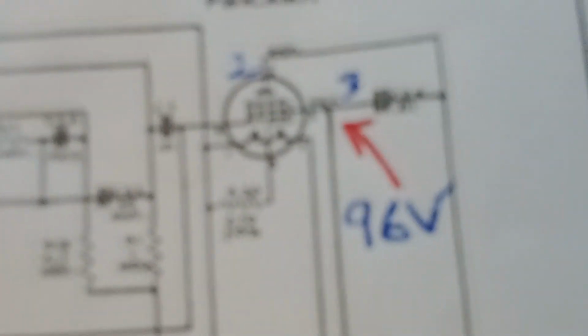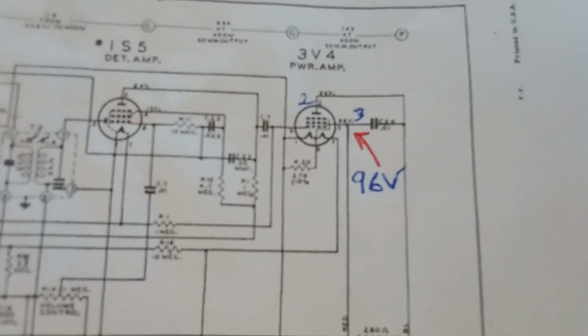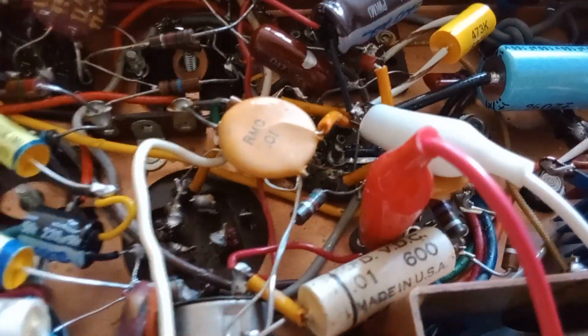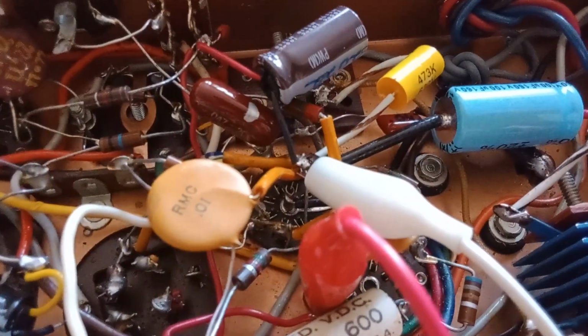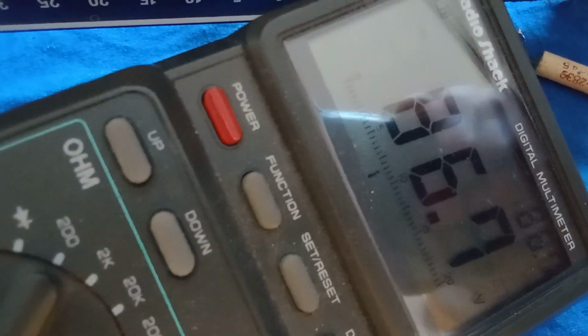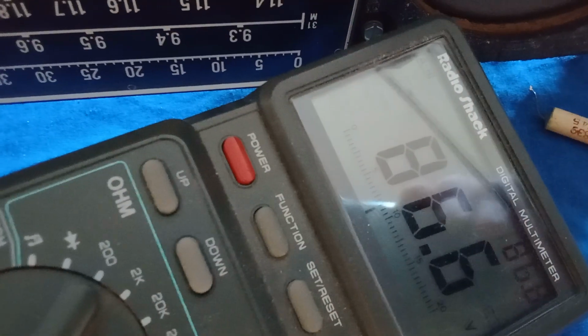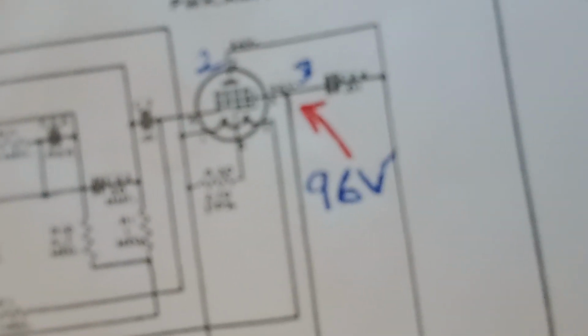hooked up to pin 3 here. I'm hooked up to pin 3 right there, and also the common negative, and I'm getting 86. Well, 87 volts. I'm going to give me the benefit of the doubt here. 87 volts. We'll call it good.